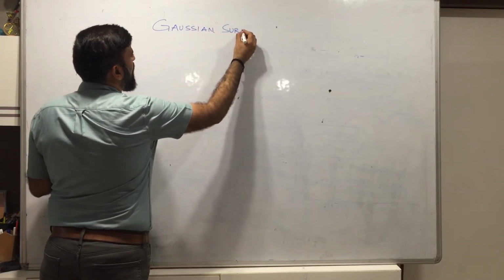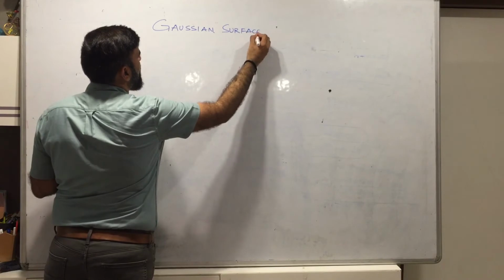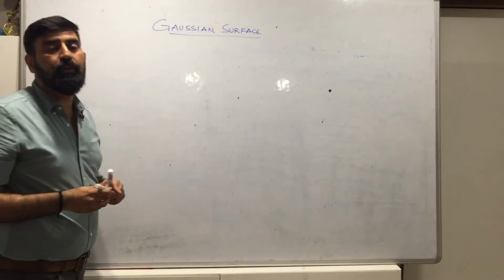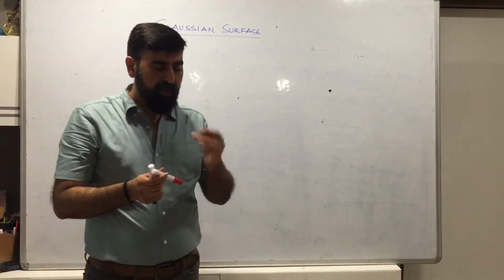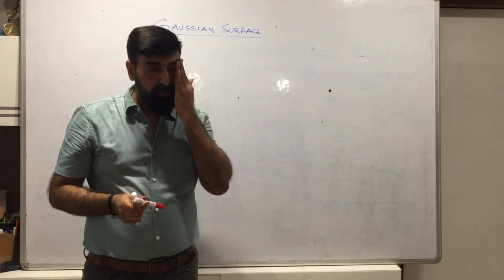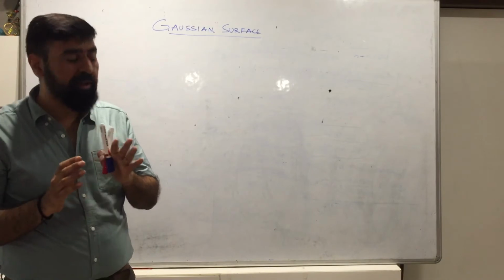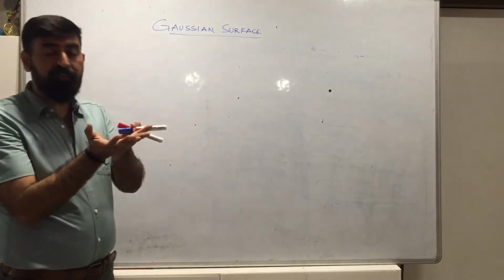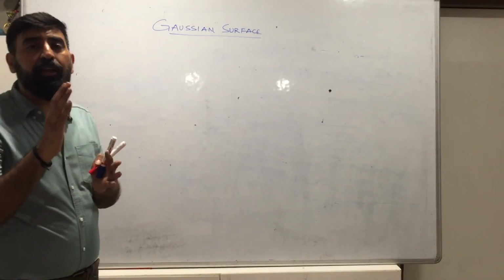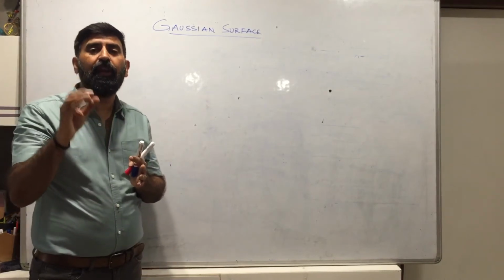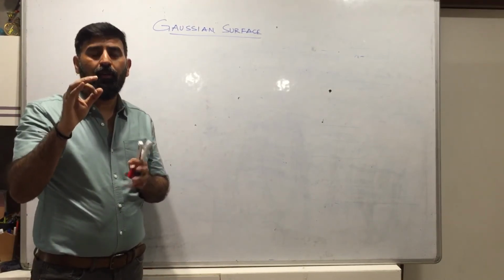I'm sure you remember what is a Gaussian surface. Still, I'll just state it again. A Gaussian surface is an imaginary surface around a given charge or a charge distribution at every point on which the electric field remains constant. And we said a Gaussian surface has to be a closed surface. It should enclose some charge, and electric field intensity should be constant at every point on the Gaussian surface.